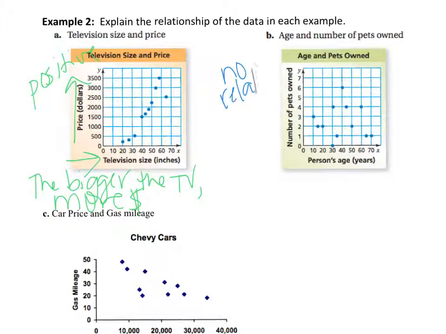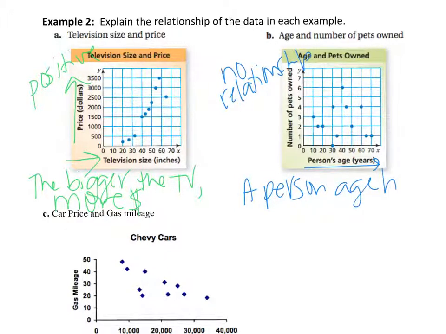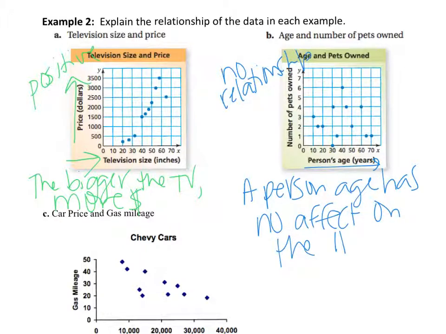There's no connection. Everything is all over the place. So as someone gets older, as their age gets older, the number of pets isn't increasing or decreasing. It's all over the place. So we would say that a person's age has no effect on the number of pets.